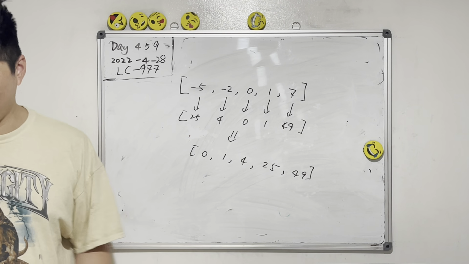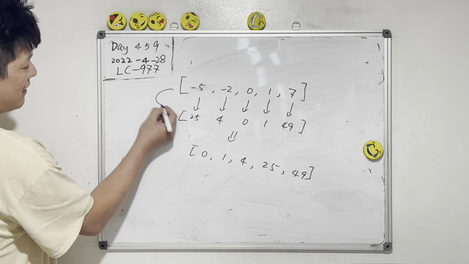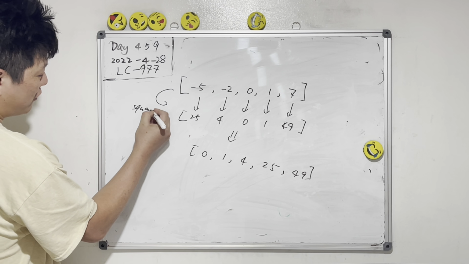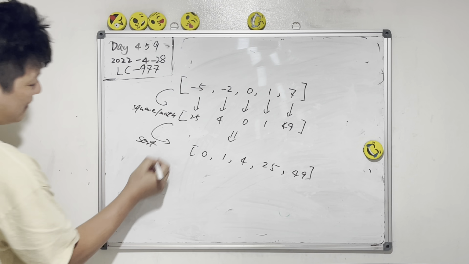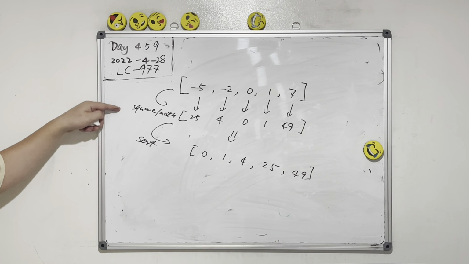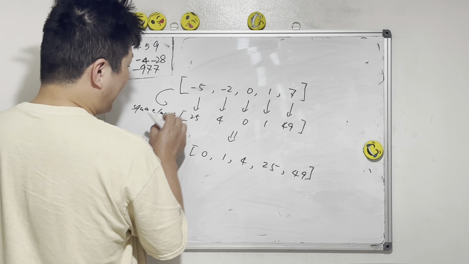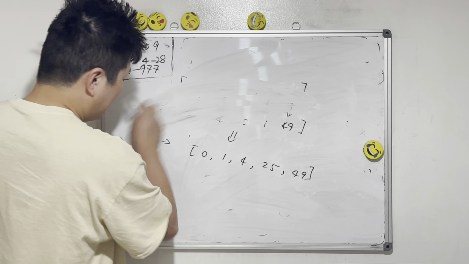Wow, that's an easy question. So look, I'm doing a good job. Square. So do the math, and then sort. Okay, so two steps: square and sort. Okay, let's just quickly write it. It should be very easy.